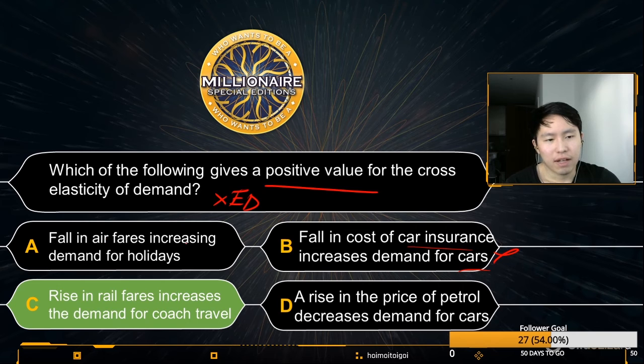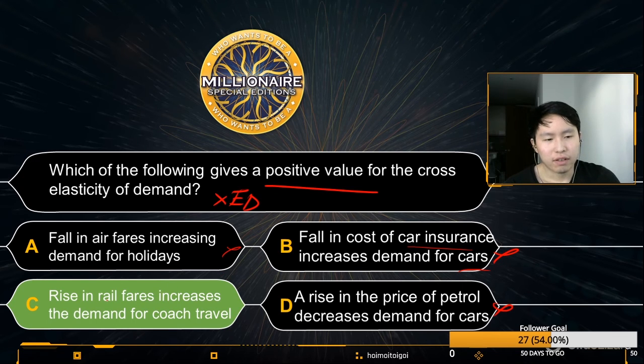Airfares, increasing demand for holidays. Again, airfares or air travel and holidays are complements because you have to fly somewhere to have a holiday, so it won't be A. Petrol and cars, again, complements. You need petrol to drive cars, so it won't be D. Whereas C must be substitutes, right?